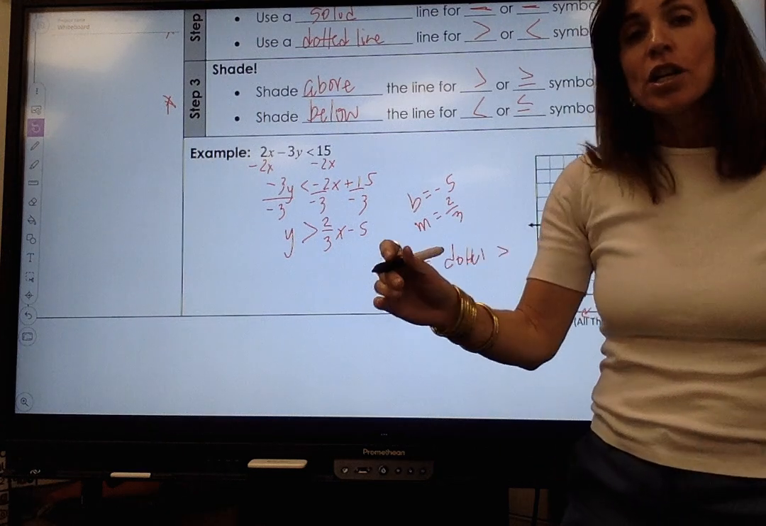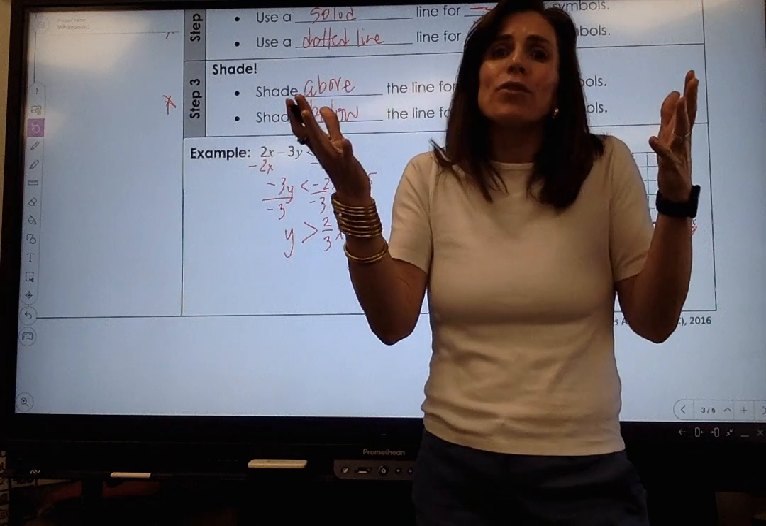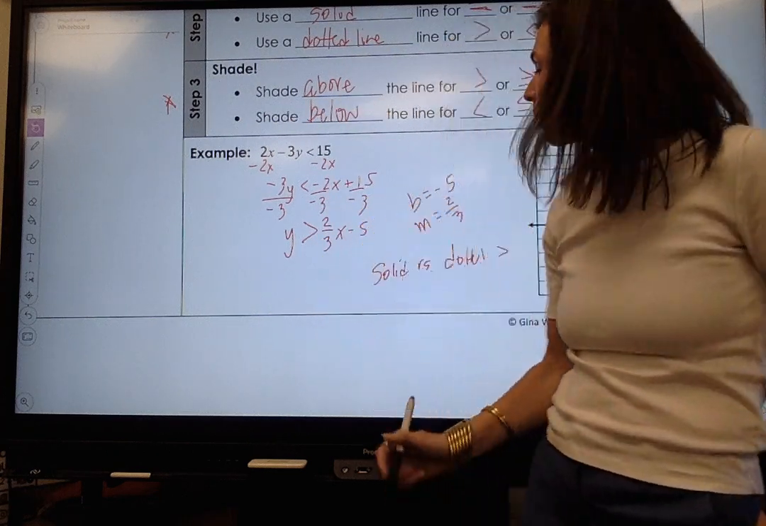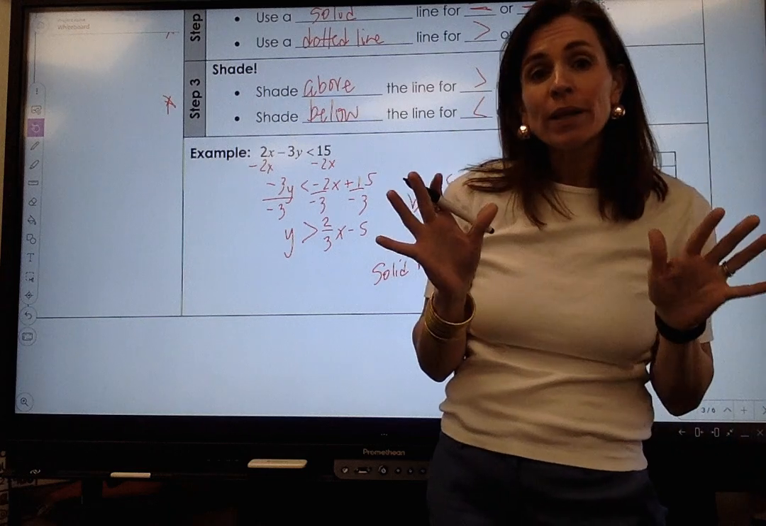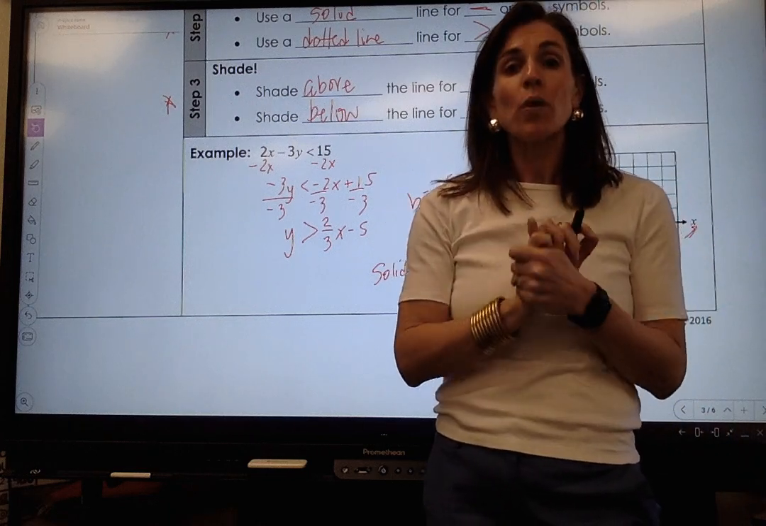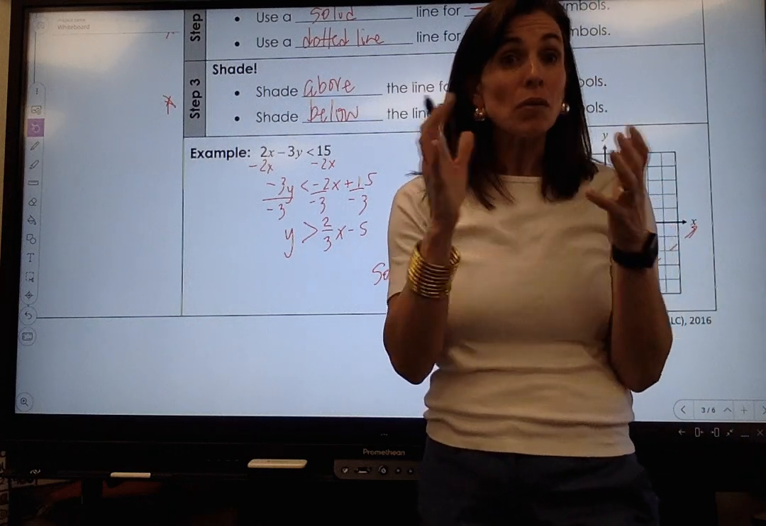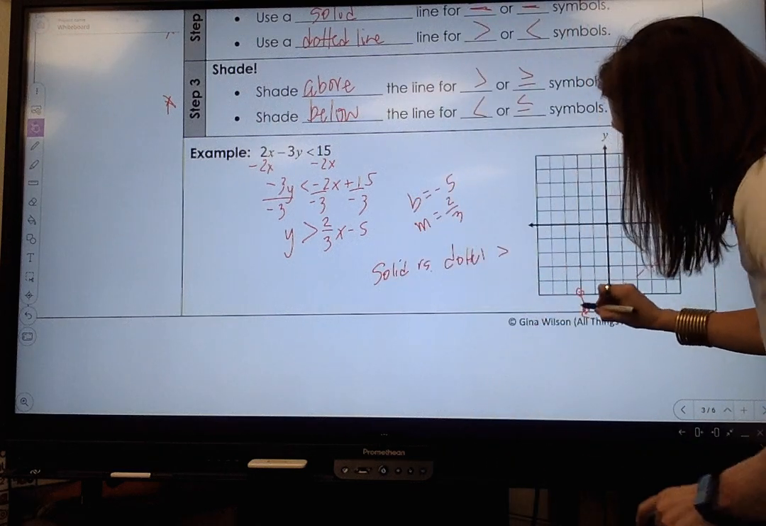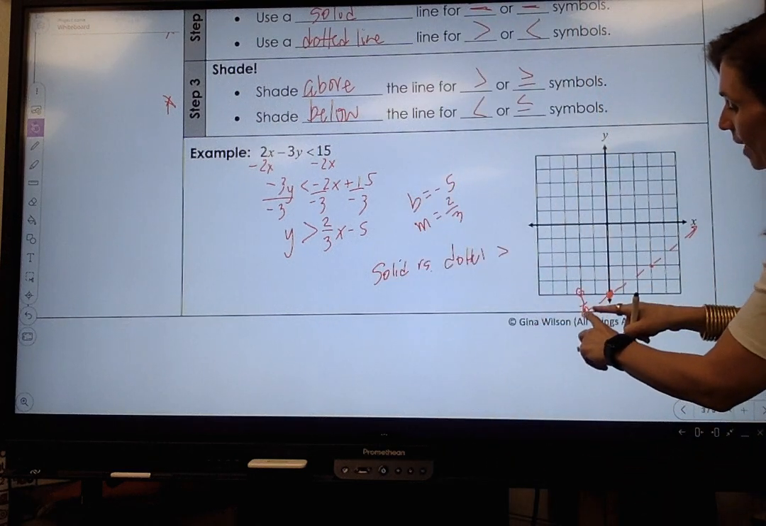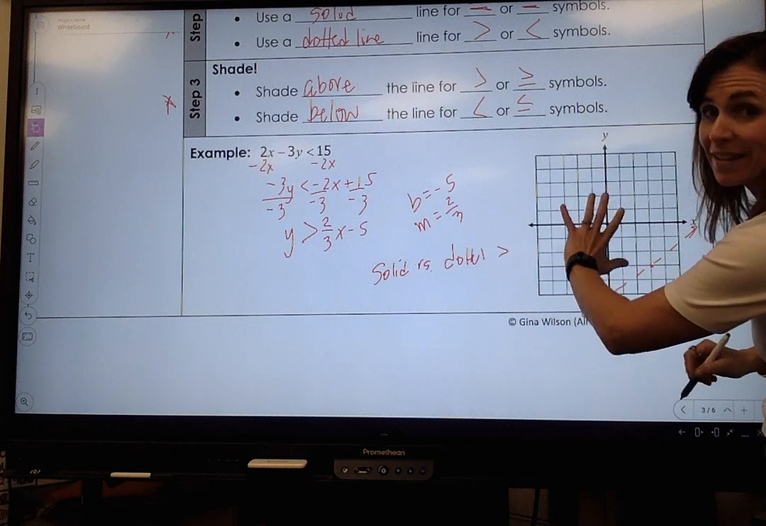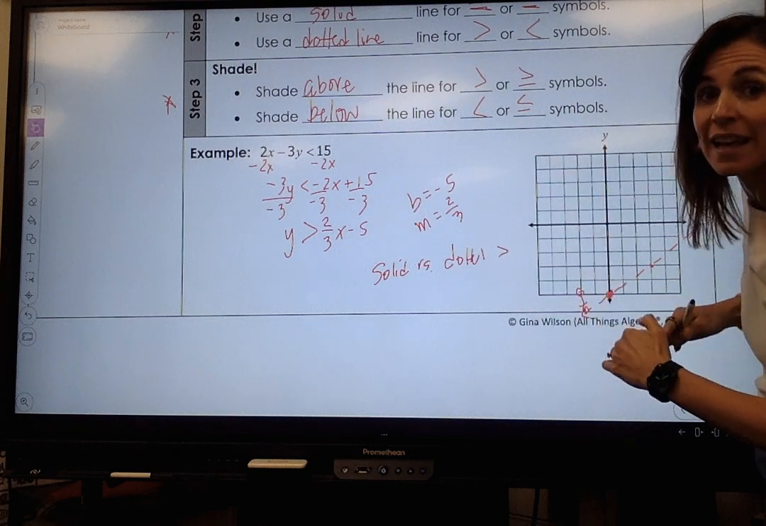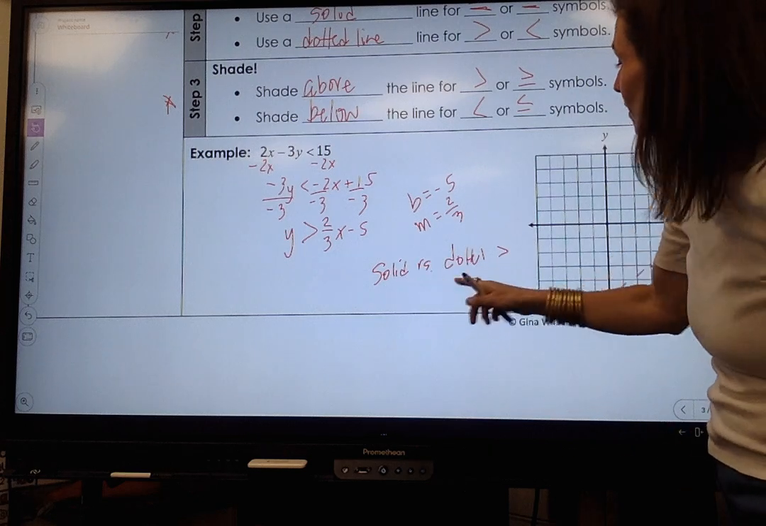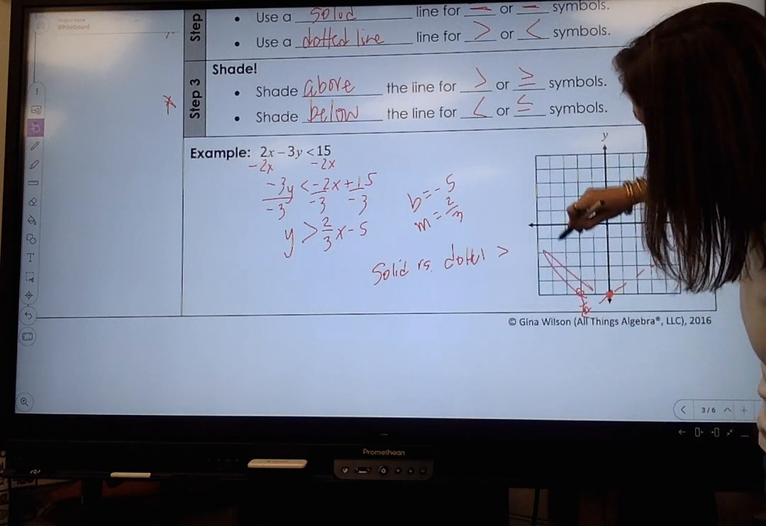Look at the shading. If it's greater than, we shade above, which makes sense. Greater than above, less than below. Now, how do you determine if it's greater than or less than? Remember our skier. Our skier skis left to right. So if I drew a skier in here, he starts on the very left-hand side, and if it's greater than, you shade the sky above him. If it's less than, you shade below, which is the mountain. And in this case, it's greater than, so I'm going to shade above.